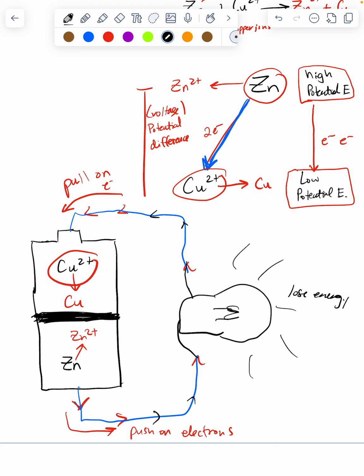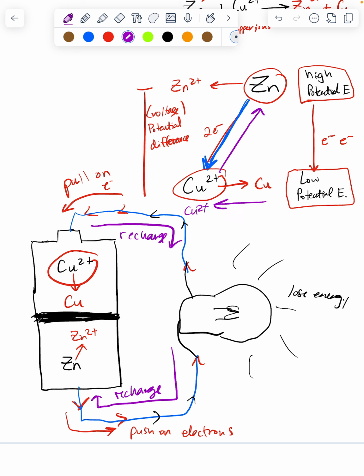If you want to recharge a battery, you just have to hook it up to electricity. And if you want to recharge it, you have to push the electrons in the other direction. So if you want to recharge a battery, you're trying to reverse the chemical reaction. So you have to force the electrons back this way, and you turn the copper back into the copper 2+, and you turn the zinc 2+ back into the zinc, and you reform the original chemicals. So recharging a battery is actually reversing a chemical reaction so that you get back to your starting chemicals, so that the next time you use the battery, you have chemicals inside the battery that can react.